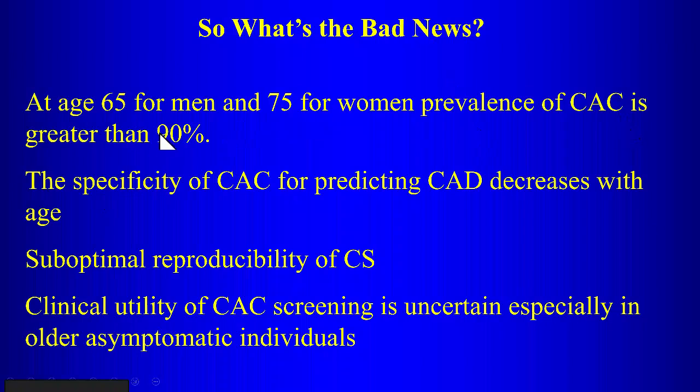The bad news: at age 65 for men and 75 for women, the prevalence of coronary artery calcification is greater than 90%. They all have calcium. What do we do with that? Specificity of coronary artery calcification for predicting coronary artery disease decreases with age because it's just more common as patients get older. We've said that with the Agatston scoring system there's suboptimal reproducibility of the calcium score, so you can't just follow these patients from year to year and say, what's happening to the coronary calcium? Is the treatment working? I don't know.